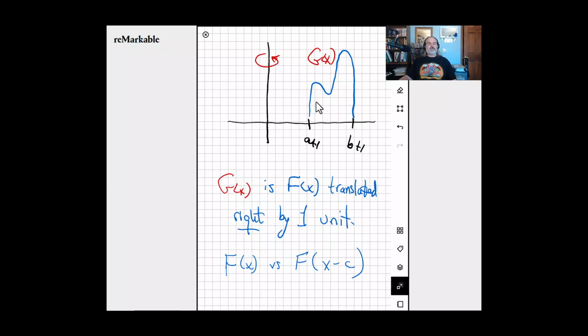Here's my new page. What I've done here is taken the previous badly drawn f of x. It was between a and b, and I've picked it up, dropped it down. So now my endpoints are a plus 1 and b plus 1. This blue function is the translated version of the original f of x, and now we'd be revolving around the y-axis.